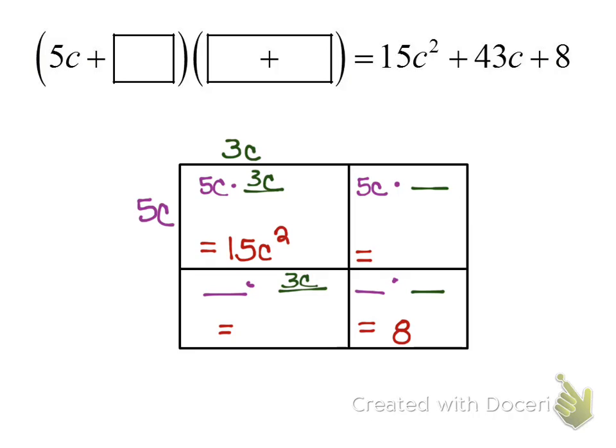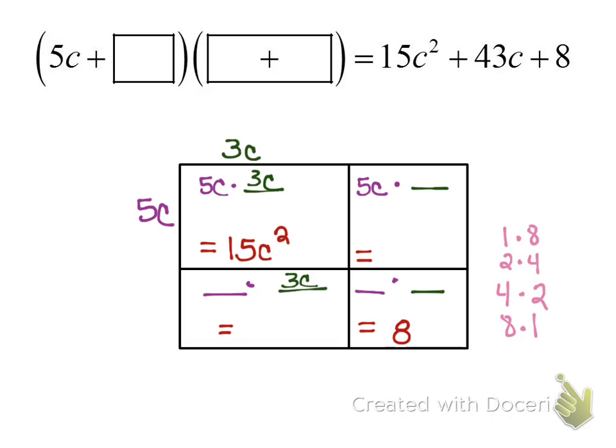So what I do now, I come to my area of 8. I have to think of everything that I can multiply together to get 8. So I need to think of my factor pairs. So my factor pairs for 8 are 4 and 2. What else? 1, 8. And that's it. 1 and 8. Well, let's do 8 and 1 backwards.